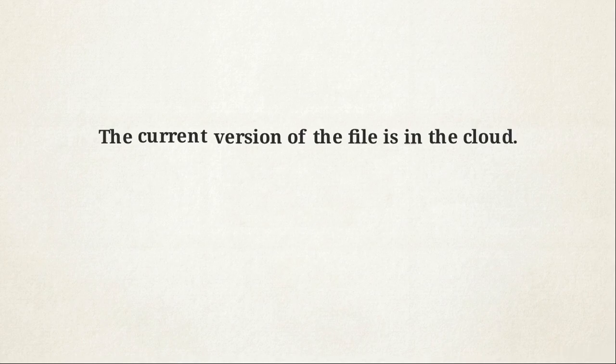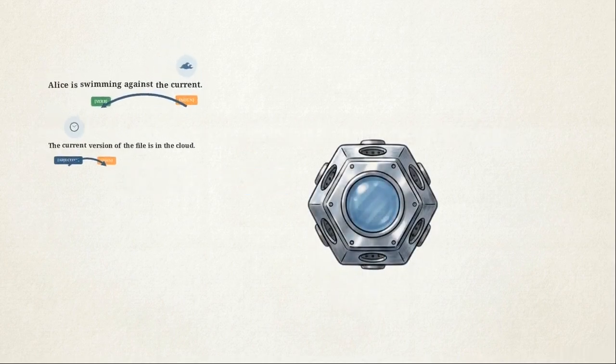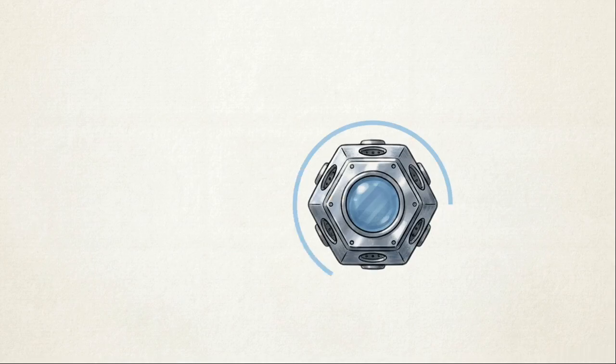Now, consider this sentence: the current version of the file is in the cloud. Based on the words surrounding it, identify the part of speech and the word it modifies. In this case, current is an adjective describing the noun version. This change in the word's relationship to the sentence shifts the meaning to mean the most up-to-date status. Natural language understanding uses these syntactic relationships to determine the intended meaning of a sentence.